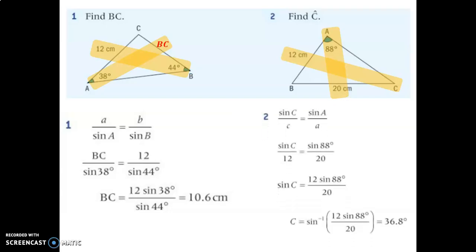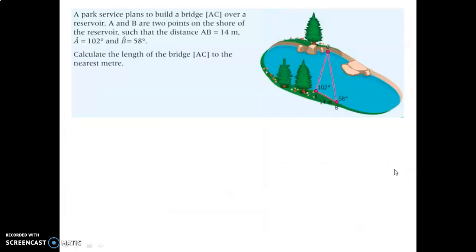So check your work here. Plug everything into the sine rule. In the end, we need angle C, so we do an inverse sine of all of that, and we get this angle. Okay, that's the basics of the sine rule. You're ready to apply it. Let's take a look here.